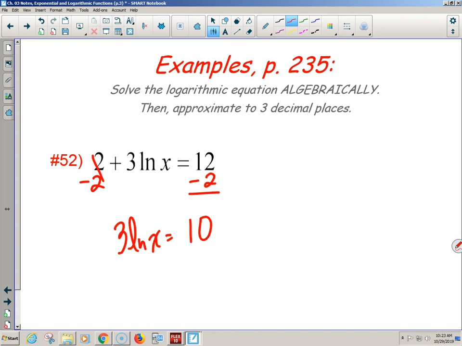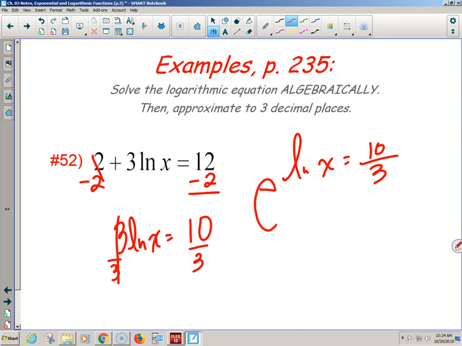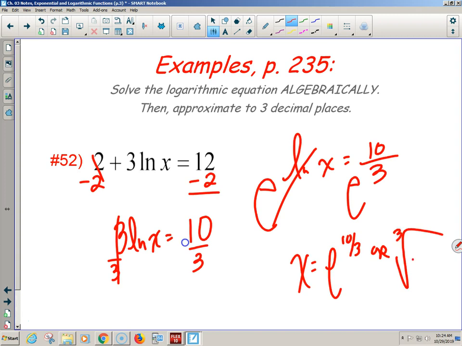What's next? Divide by 3. Now some of you, you're avoiding this fraction as much as possible. You have to get over your fears. Go about the legal math. 10 over 3, it's a thing. As soon as I have ln of x is equal to 10 over 3, what is completely, utterly, necessarily legal? E. No, it's fine. What does x equal? E to the 10 over 3, or if you want to be super snazzy, it would be the cubed root of e to the 10th, but I'm totally good with it.